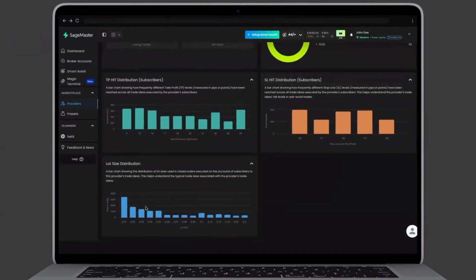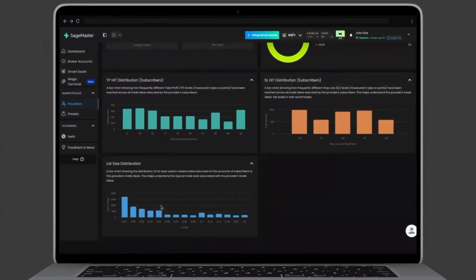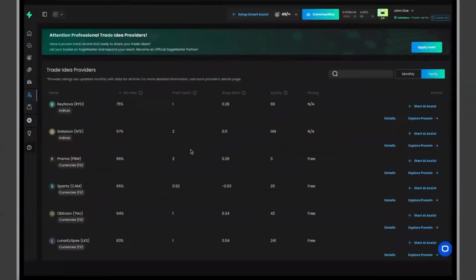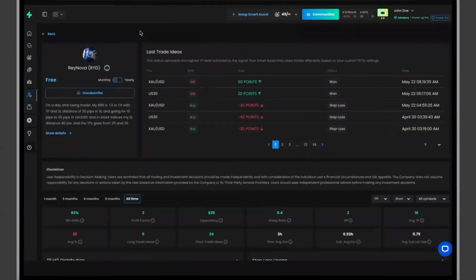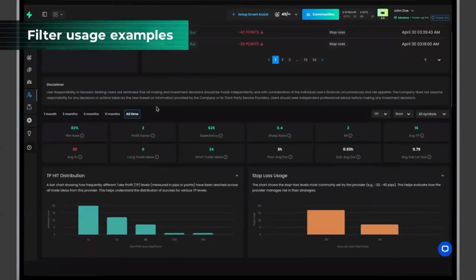Finally, the lot size distribution chart shows how much risk subscribers are taking. Are they trading with small conservative lot sizes or taking larger, riskier positions? This gives further context to each strategy's adoption. Now that we've reviewed all the metrics on the page, let's examine how filters can influence the data.